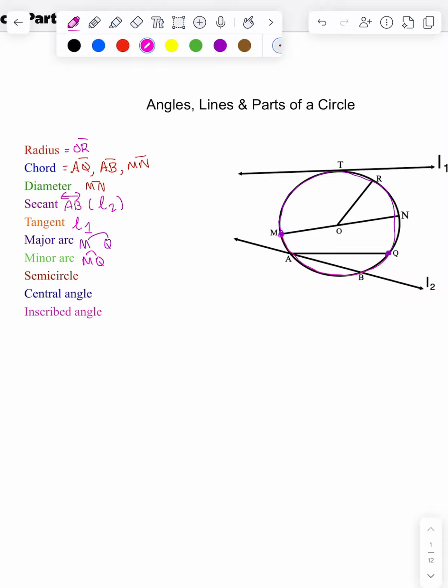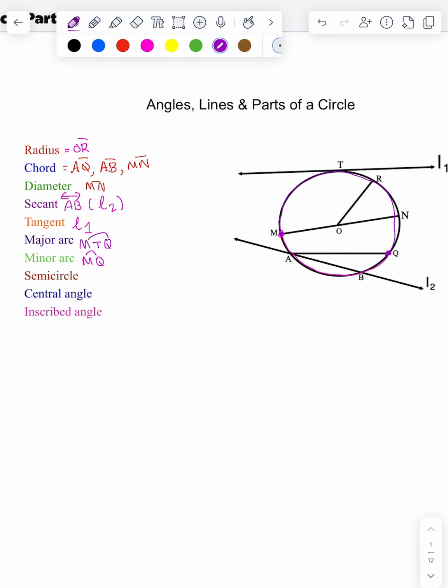So for the major arc, if I want to indicate that I want to go the other direction, if I want to go clockwise from M to Q instead of counterclockwise, then I have to put a 3rd letter to indicate that I'm going in that direction. So I'll just put T in between. And that means I'm going from M to Q, but I'm going in the direction that T is in.